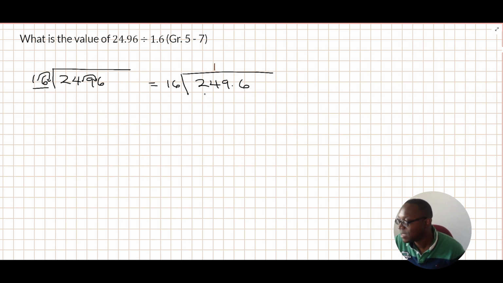1 multiplied by 16, I have 16. I'm now going to subtract. 24 minus 16, I'm going to get 8. I bring down the 9.